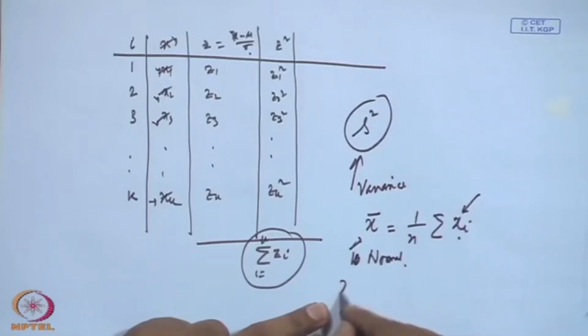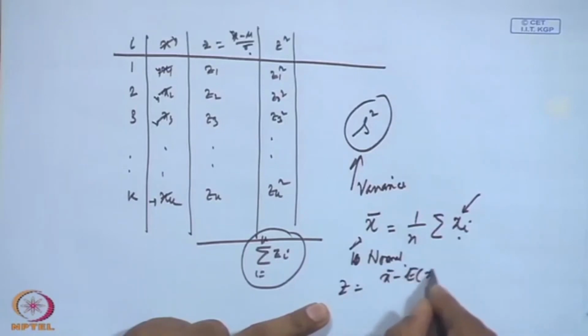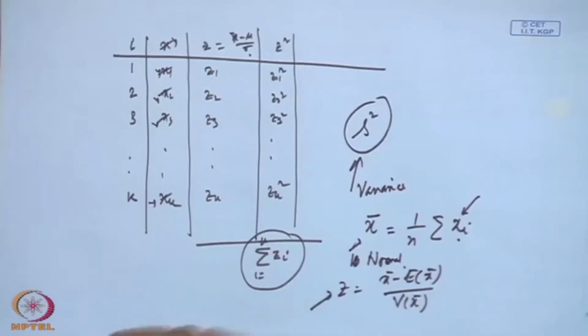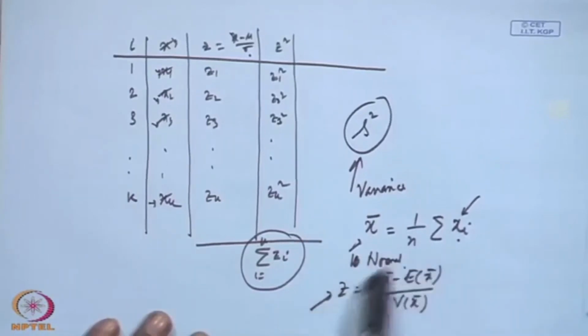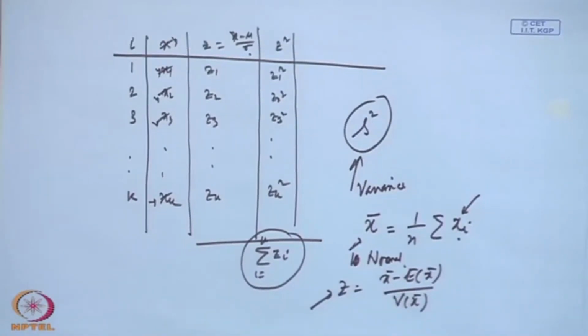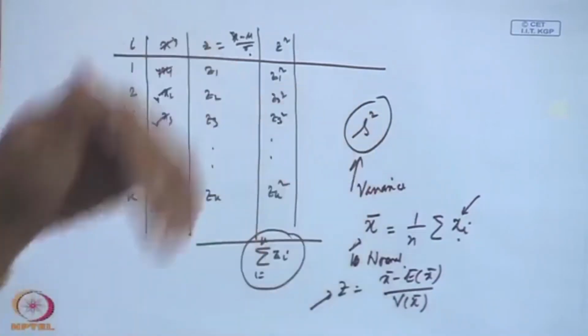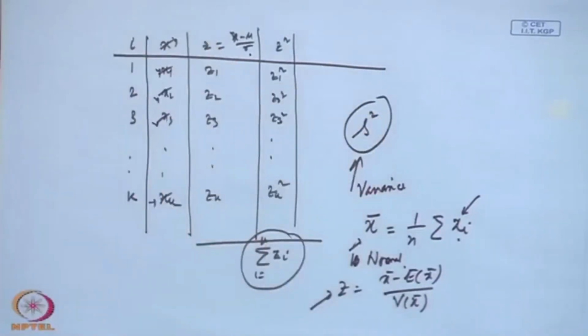We will create Z by considering x bar minus the expected value of x bar, divided by the standard deviation of x bar, then it is a unit normal distribution. I will not tell anything related to this computation now. Later on I will tell you what this is. From the central limit theorem you will know what this distribution will be. But irrespective of the value, if you collect data from a normal distribution, then x bar will be normally distributed.